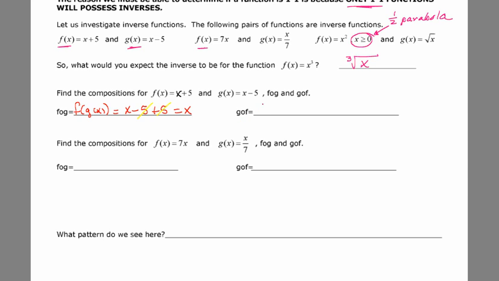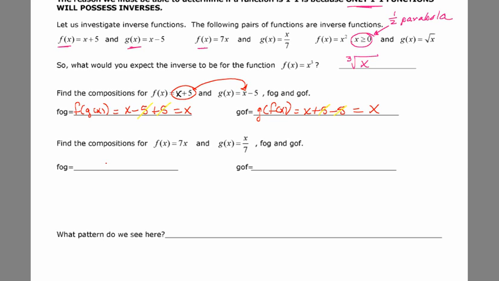Let's go the other way around. Let's do g circle f, which means g parenthesis f parenthesis x, which means we're plugging the f function inside the g. So we're going to pick up the f function and put it inside the g function everywhere there's an x. It's going to look like x plus 5 minus 5. And the two 5's cancel, so we're left with just x. This is going to always happen when we do compositions of a function and its inverse. We're going to see stuff canceling and we'll get an x.